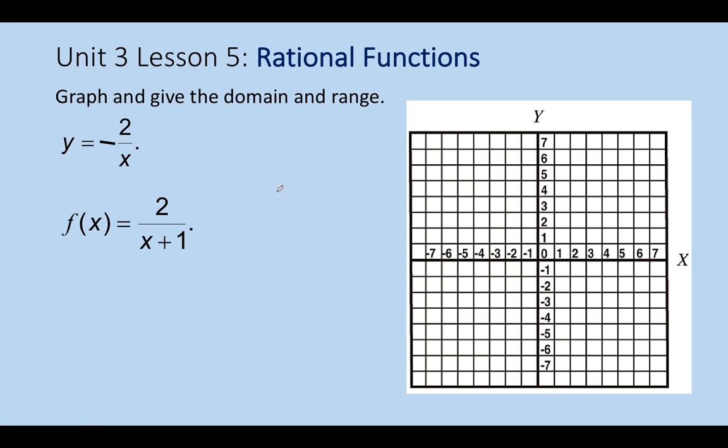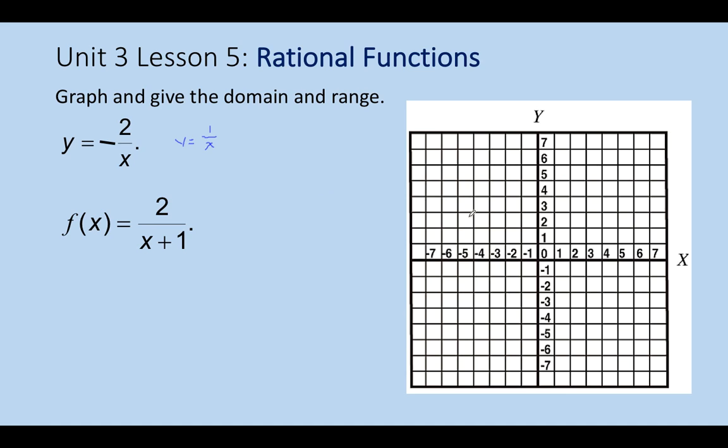So it says graph and then give the domain and range. So if I've got y equals -2 over x, what I would do is I would recognize that, well, this is just like the parent function, y equals, I guess, 1 over x, except that I'm going to have a stretch factor of 2, so it's going to be kind of like stretched out a little bit, and then it'll be reflected over the x-axis because that's what the negative sign does when I'm stretching, reflecting, and all that.